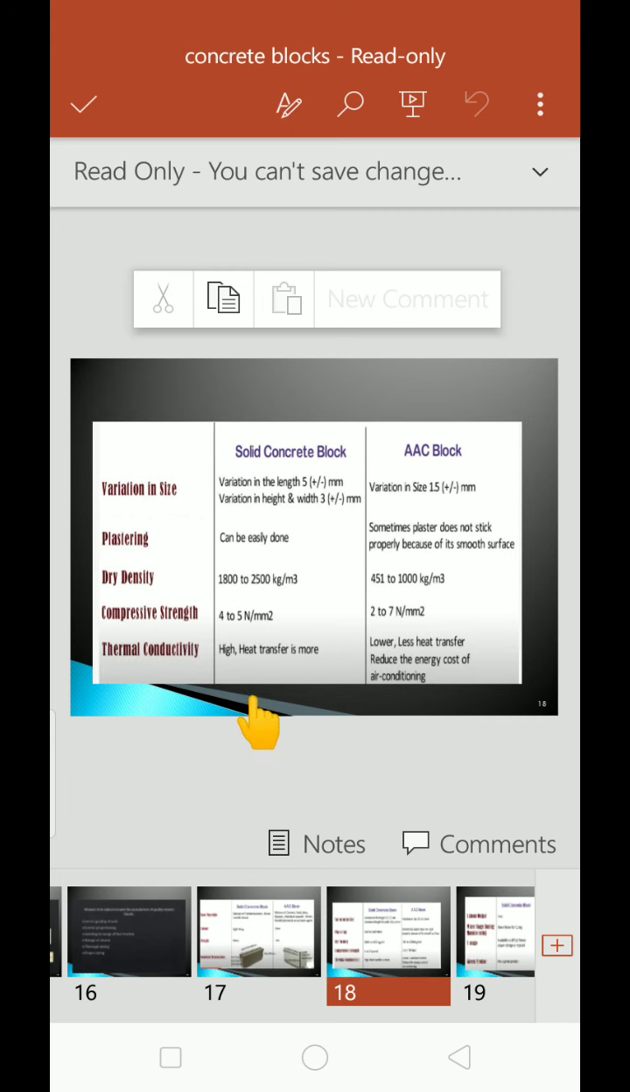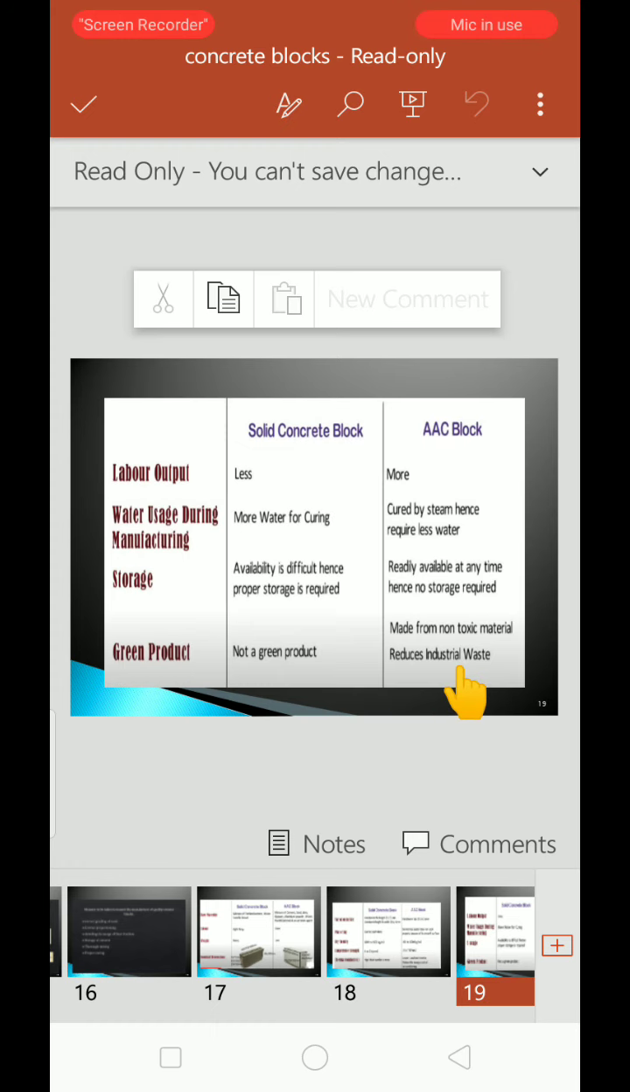Next, thermal conductivity. Here heat transfer is more and here heat transfer is less. And labor output, here labor required is less, while for the manufacturing of AAC the labor requirement is more. Then water usage during the manufacturing process. In the manufacturing process of solid concrete blocks, water is required in high amounts compared to the AAC block. Then storage, availability of storage is difficult, but here we can store easily.